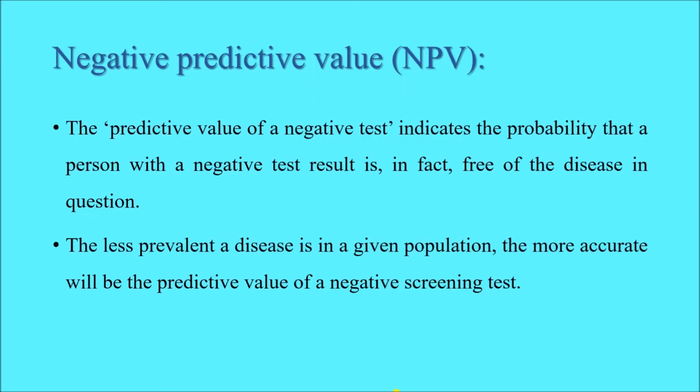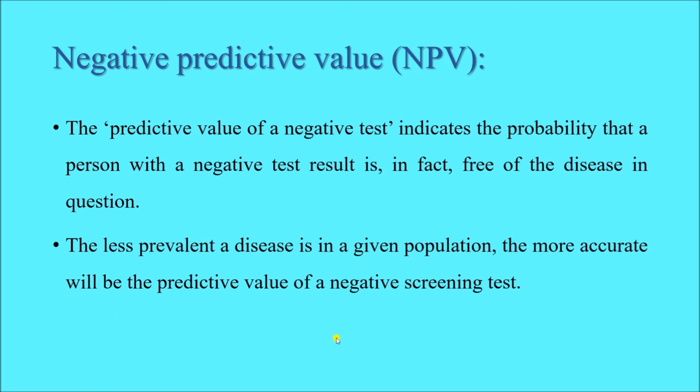Now coming to the negative predictive value. The predictive value of a negative test indicates the probability that a person with a negative test result is in fact free of the disease in question. So same thing as positive predictive value, but here we want to see that if a person tests negative, then what is the probability that he is actually free of the disease. That means he is not suffering from the disease.